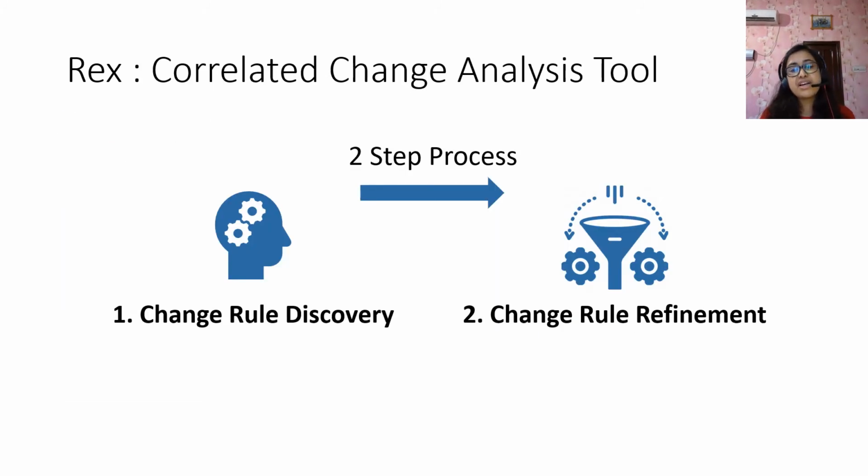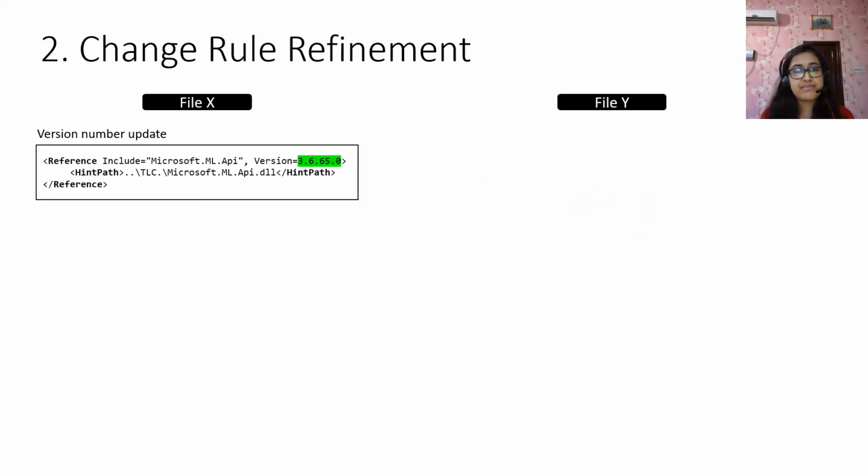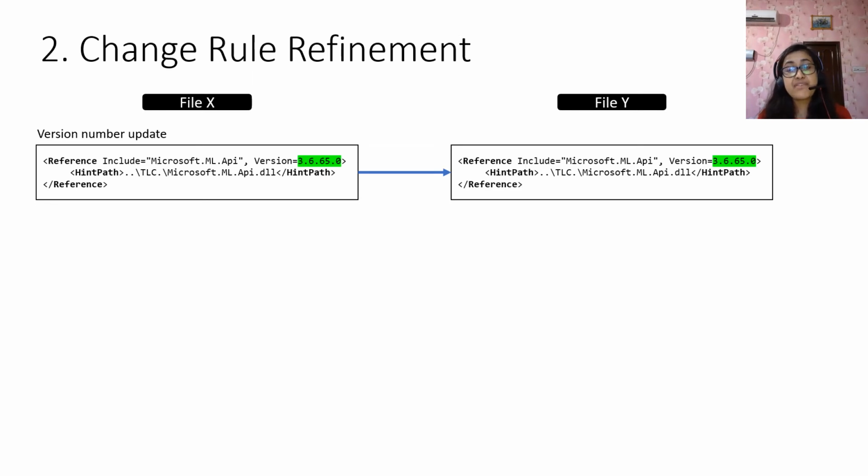So this motivated us to work on the second part of REX, which is change rule refinement. Once we have learned rules from change rule discovery, we need to put some filters to improve the precision or performance of the model. So let me talk about change rule refinement. As part of change rule refinement, we wanted to understand what kind of change in X is triggering a change in file Y. Taking an example here, in file X there was a version update that triggered a similar version update in file Y.